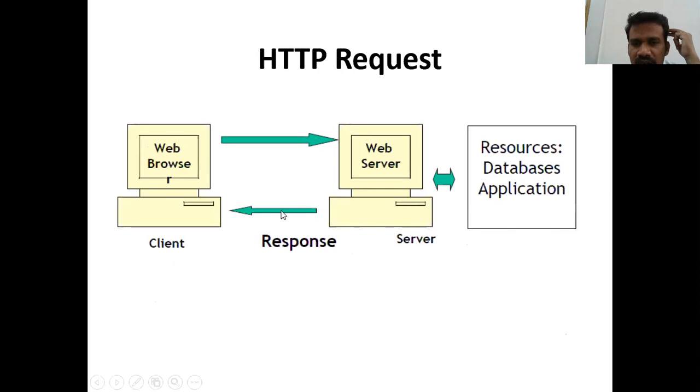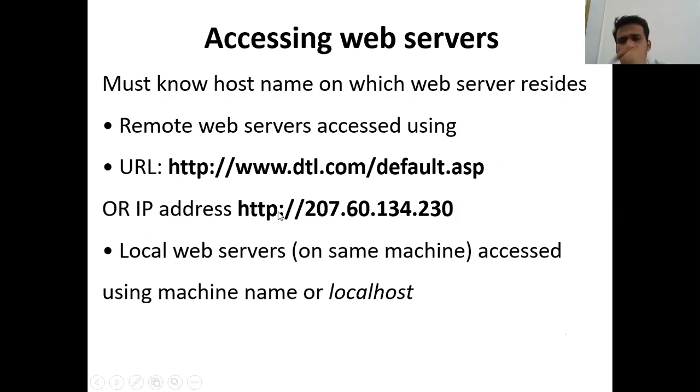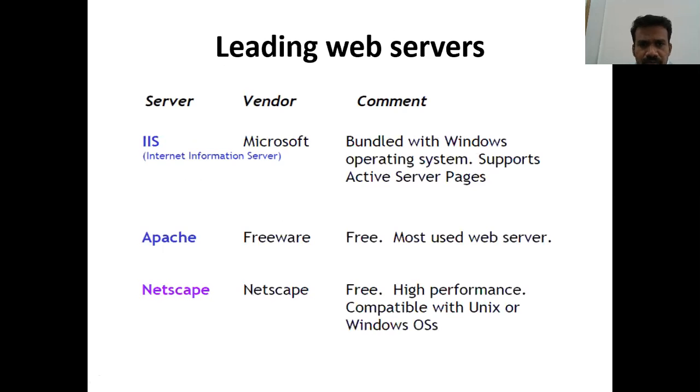This is an HTTP response. Okay, we must know which particular web server is being reached. Remote web servers are accessed using a URL or an IP address. So either I can use a web browser with the web address, or an IP address. Local web servers on the same machine can be accessed using localhost, 127.0.0.1.